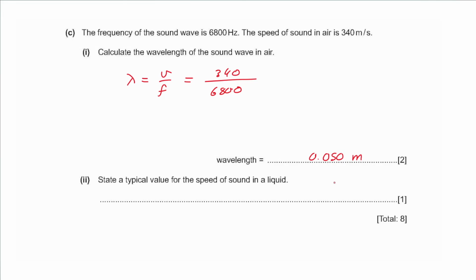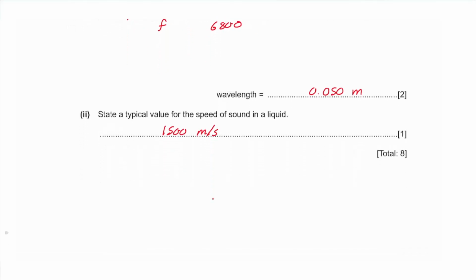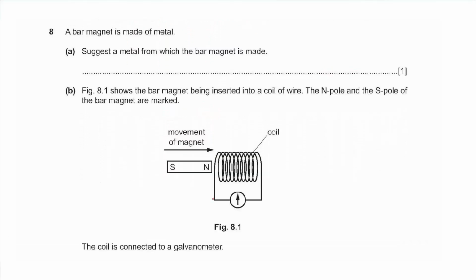Part ii says state a typical value for the speed of sound in a liquid. Like water, it would be 1500 meters per second. You should remember this. Question 8 says a bar magnet is made of a metal. Suggest a metal from which the bar magnet is made. It must be a hard magnetic material like steel, so it can become a permanent magnet.